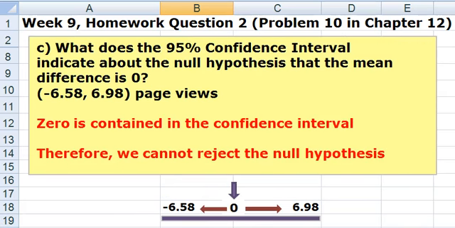So then C asks us, what does the 95% confidence interval indicate about the null hypothesis that the mean difference is 0? Our null hypothesis is that the mean difference is 0. We see that 0 is contained in the confidence interval, so therefore we cannot reject our null hypothesis. We don't have enough evidence to reject our null hypothesis.